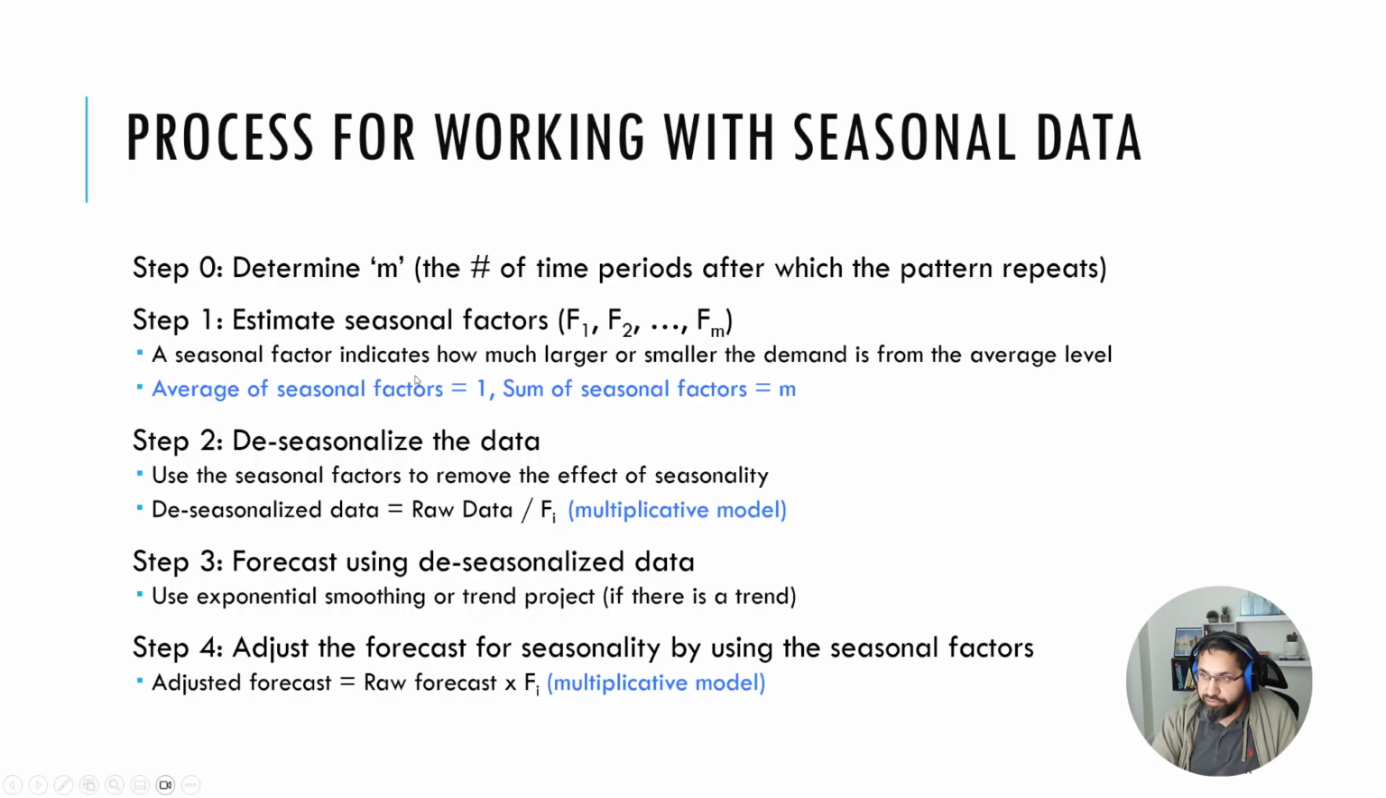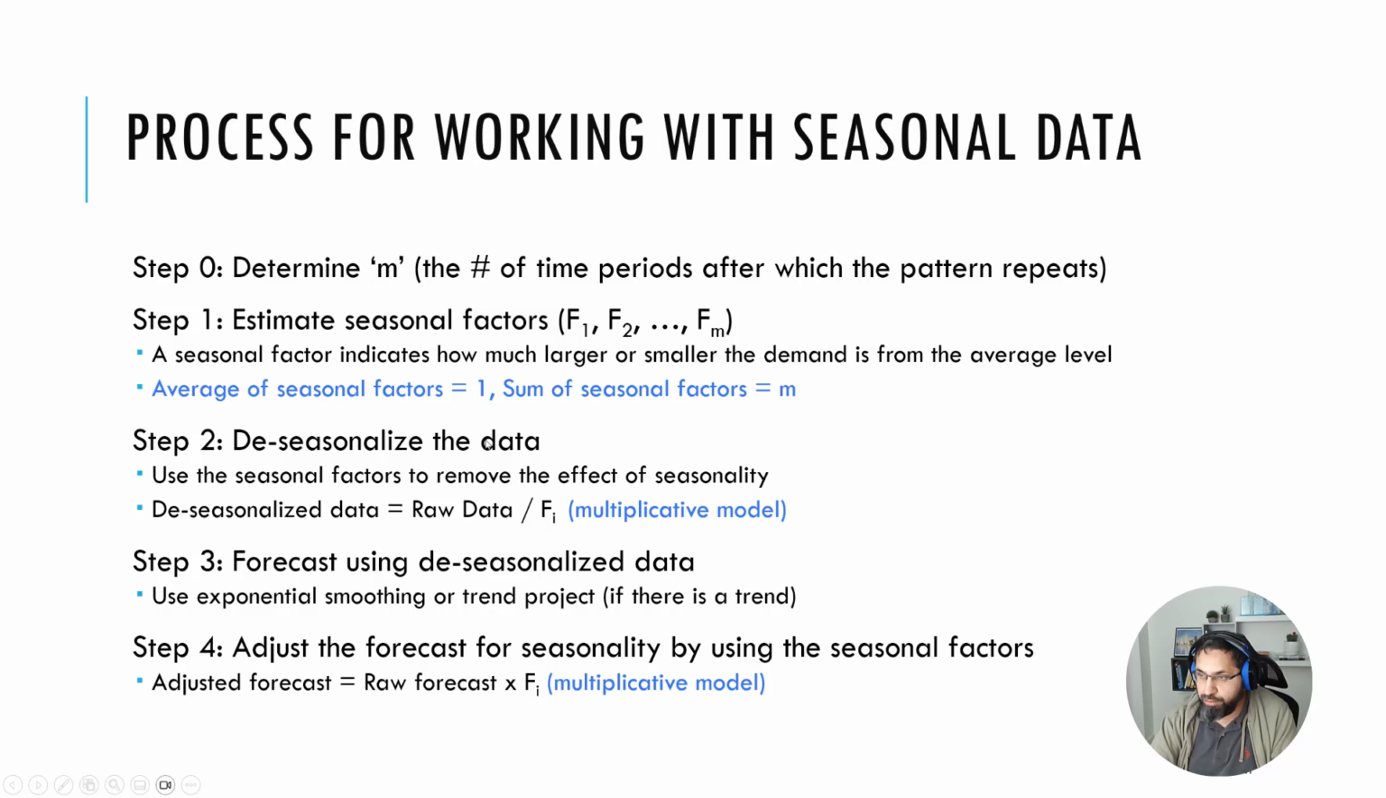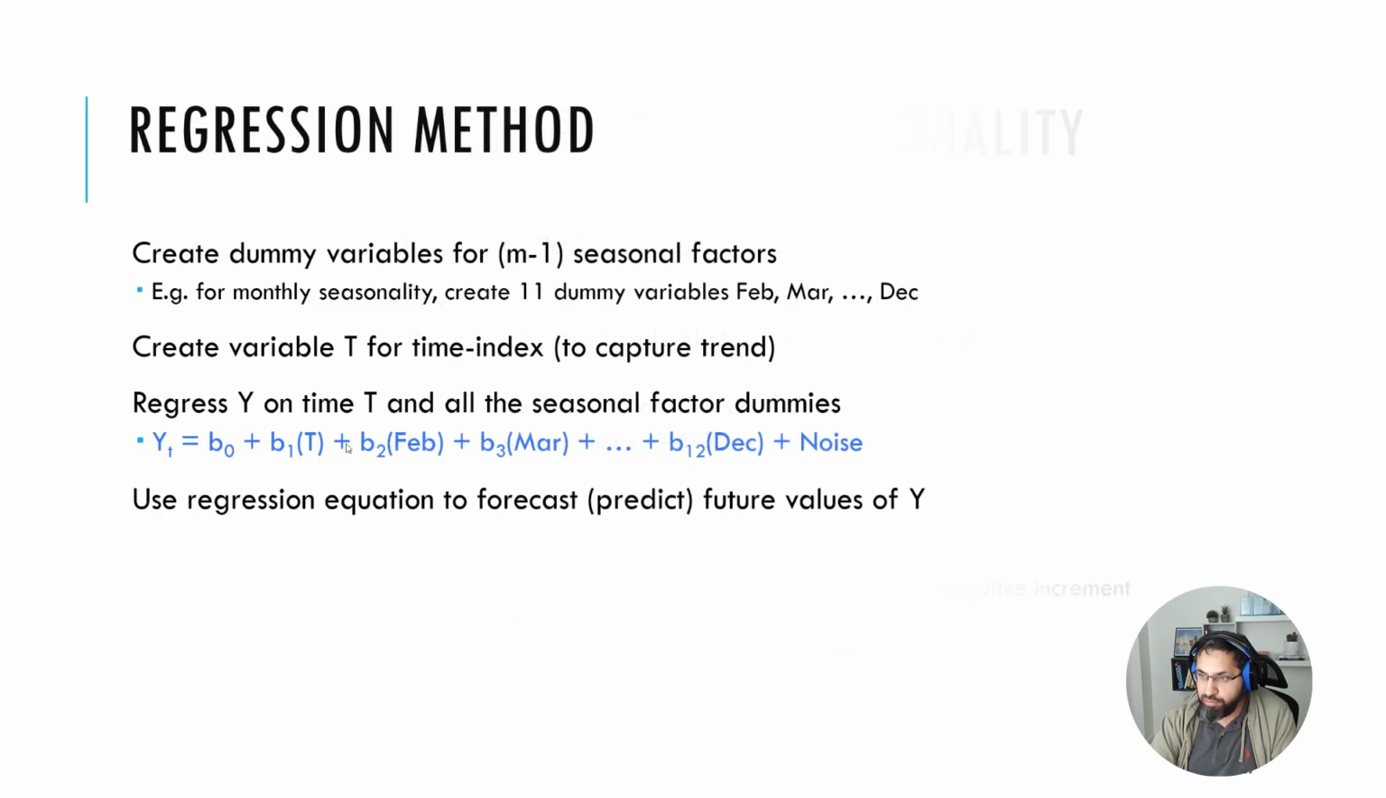The advantage of this method is that we are modeling seasonality as multiplicative. The advantage of the other method, using binary variables for different months, was that it's much faster to do. Just build your binary variables, just run regression, you have your forecasts. But the disadvantage is it assumes additive seasonality, and sometimes you want to model seasonality as multiplicative.